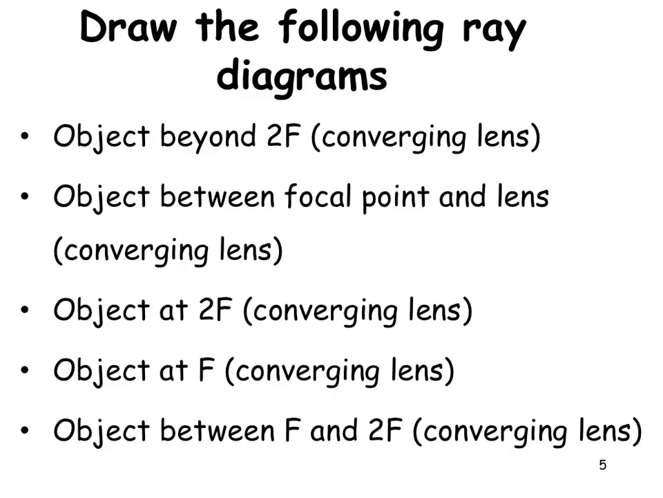You've just done the object beyond 2F, but you need to draw this into your own notes, and you're going to hand this all in. Object between the focal point and lens, object at F, and between F and 2F. Those 5 diagrams with the description of location and properties need to be submitted.